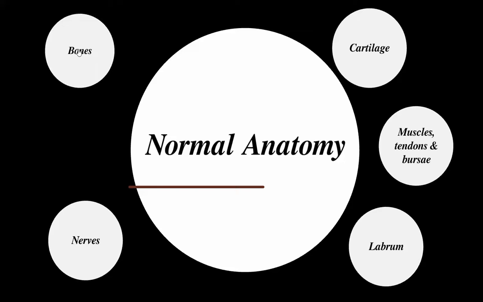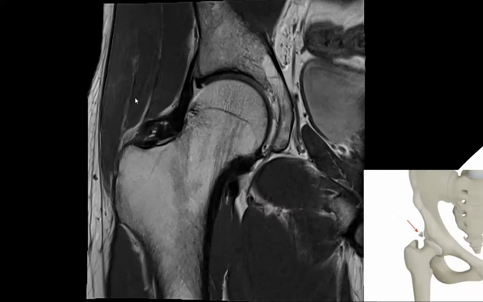Let's start with bones. This is the MRI of the right hip. This is a coronal sequence, which means front to back. And this is a T1 weighted image, which means that fat is bright, both fat in the subcutaneous tissues here and medullary fat within the bone.